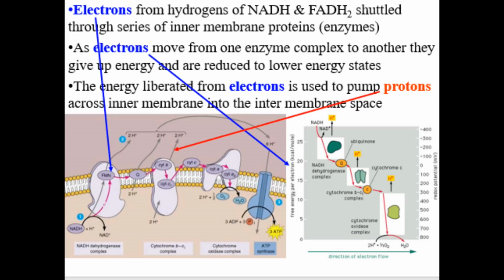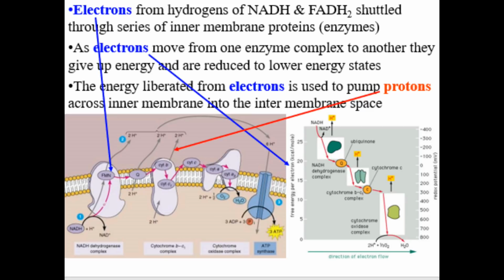So an electron is passed from one enzyme to another enzyme to another enzyme to another. And if you look over there on the right in this figure that shows the amount of energy, the free energy that's in electrons, then what happens when the electrons are passed between these different enzymes, they give up some energy.